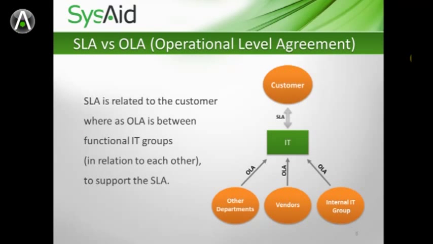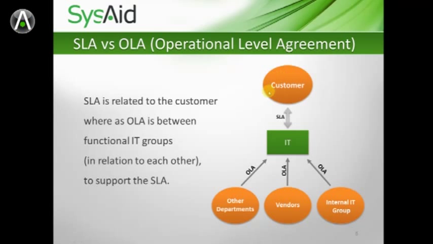You've also probably heard the phrase OLA. I would like to focus on the difference between SLA and OLA. OLA stands for Operational Level Agreement, whereas SLA is related to the customer, the agreement you signed with your customer. OLA is between functional IT groups in relation to each other, and it's all the agreements that you sign in order to support the SLA that you signed with your customer.